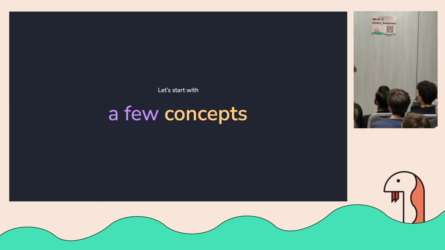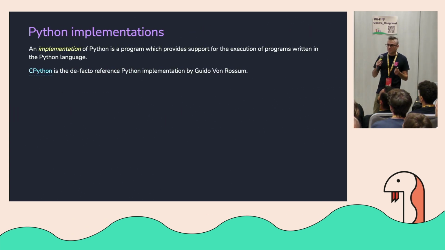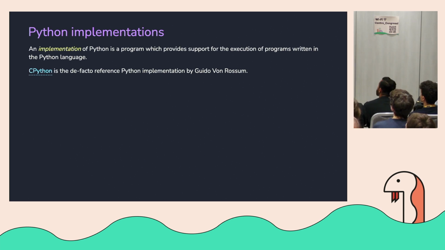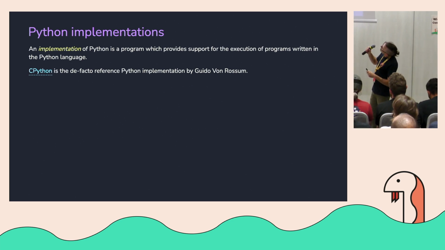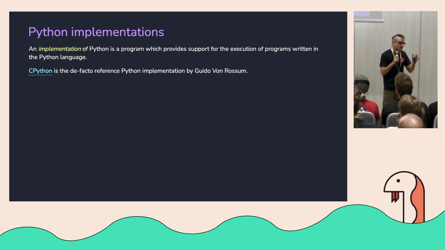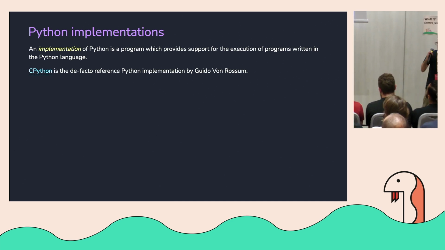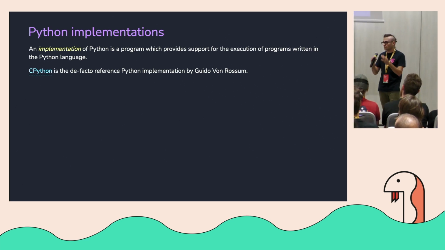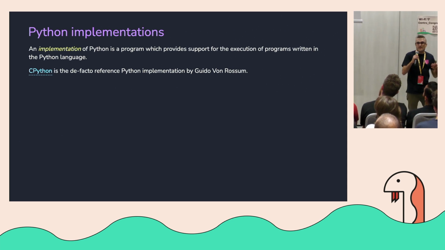Okay, let's start with a few concepts so we are all on the same page on everything. Let's start with the Python implementation. Now, the manual definition of a Python implementation, you can read it there. It's a program which provides support for the execution of programs written in Python. Okay, what does that mean? It's a piece of software that allows us to transform the human-readable code, the Python code, into machine code and execute it, right?